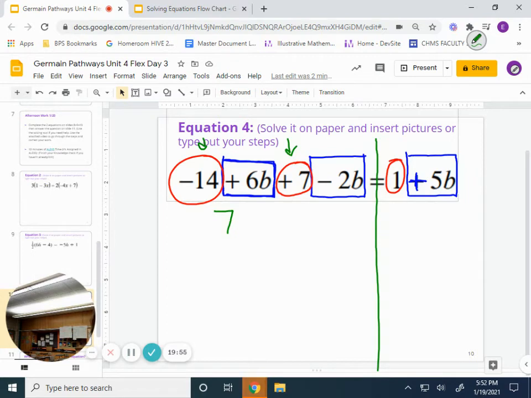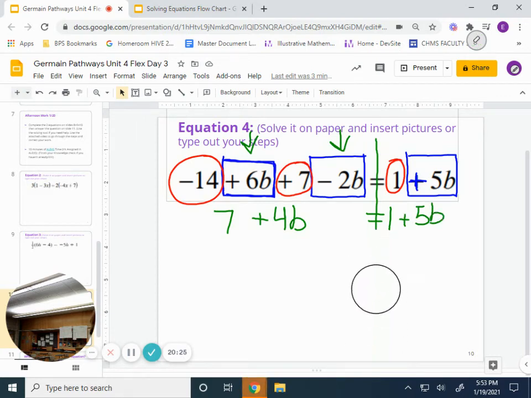And if I combine now my two B's, I have a 6B and I have a negative 2B. 6 and negative 2, I have 4 b's remaining, and it is a positive 4b. Plus 4b is equal to 1 plus 5b. Okay? So I have this guy here. So I'm going to rewrite it just a little bit condensed down here. So I'm going to say 7 plus 4b is equal to 1 plus 5b.